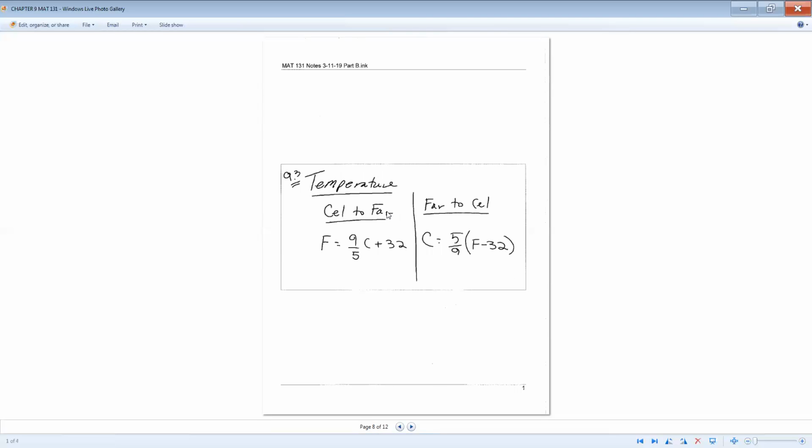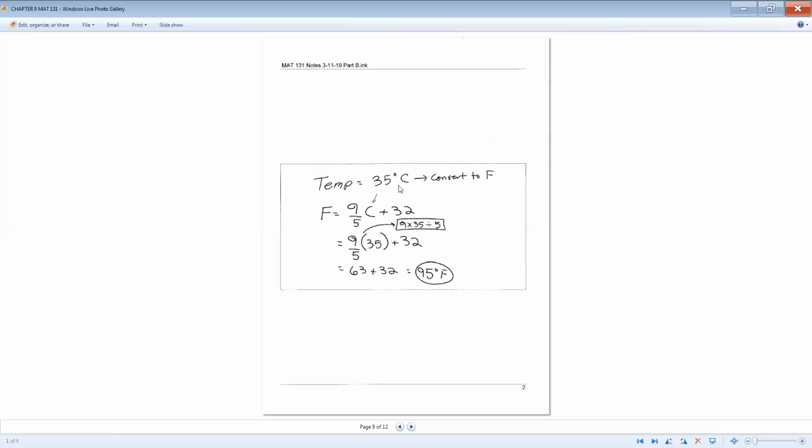The last thing out of chapter 9 that's different is our temperature, going from Celsius to Fahrenheit or Fahrenheit to Celsius. Here's the formula. It's the same relationship. It's just that in this formula, you solve it for F. If you solve your formula for F, this is what you get, which is Fahrenheit. Or if you solve that same formula for C, in other words, subtract 32, multiply both sides by 5/9, you get this relationship right here. So it's the same thing, just solve for C or solve for F.